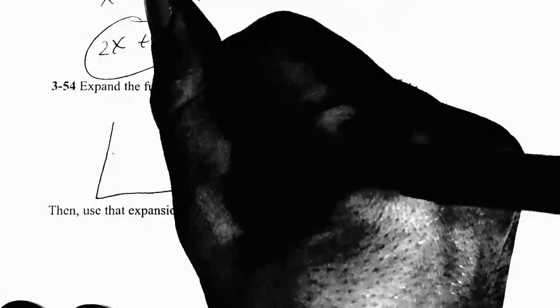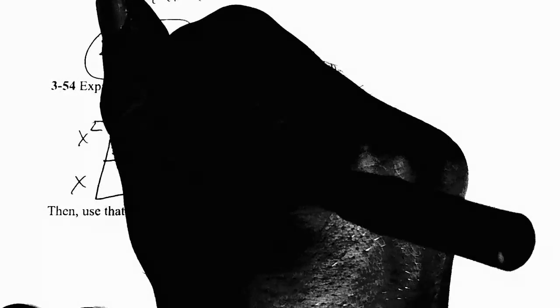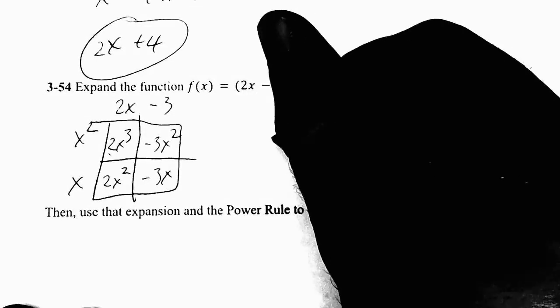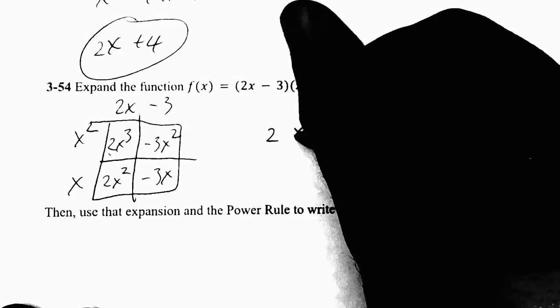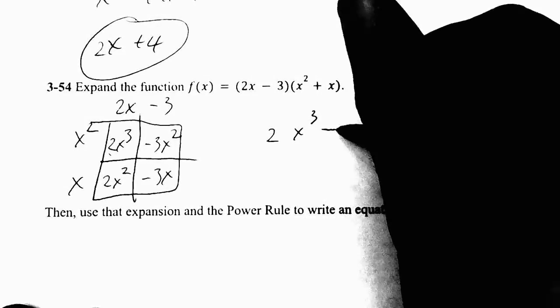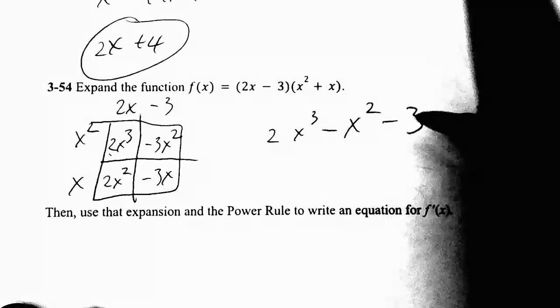So we're going to do a box here. We're going to have 2x minus 3, x squared, and x. This is 2x to the third. This is minus 3x squared. This is 2x squared minus 3x. I'm going to write it all out here. We're going to have 2x to the third minus x squared minus 3.